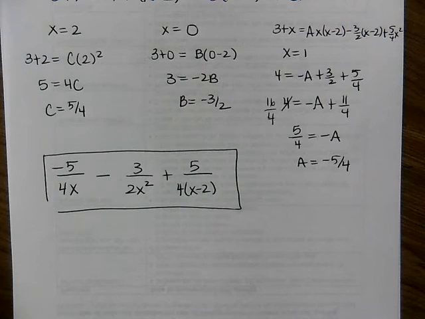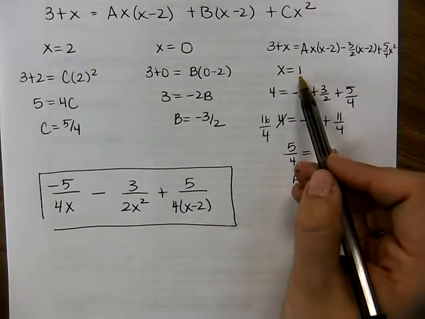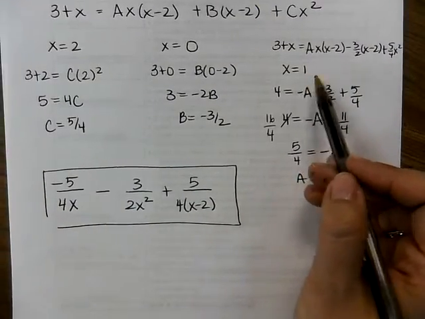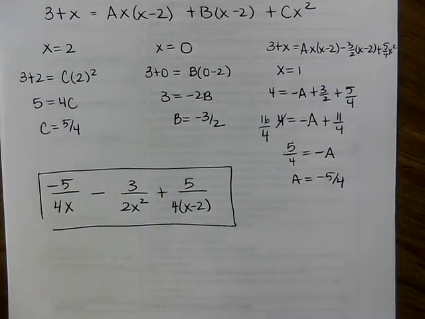Dirk, like you said, when you're trying to find the last variable, like when you were trying to find a, it doesn't matter what you plug in. So I could have plugged in 5 or negative 6. It doesn't matter. I'm just trying to minimize the variable. Plug in a number that's easiest to work with.